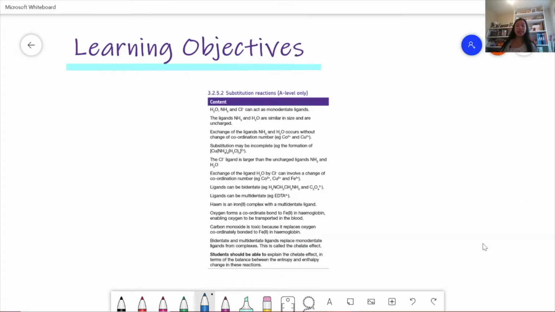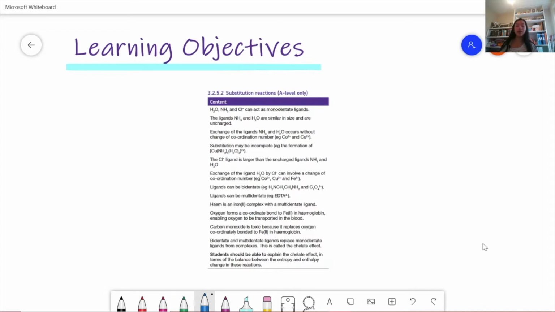Today we're going to be looking at substitution reactions. So we're going to be learning about how water, ammonia and chloride ions are monodentate ligands, and then we're going to look at how ammonia and water are similar in size, and when we exchange these ligands there's no change in coordination number, and how substitution may be incomplete. We're also going to look at how the Cl- ligand is larger than the uncharged ligands, and how the exchange of water by Cl- can involve a change of coordination number.